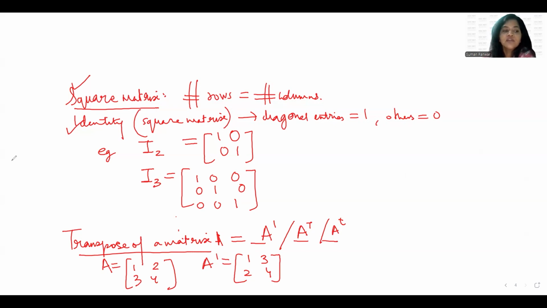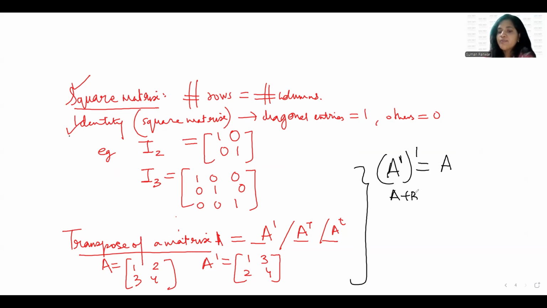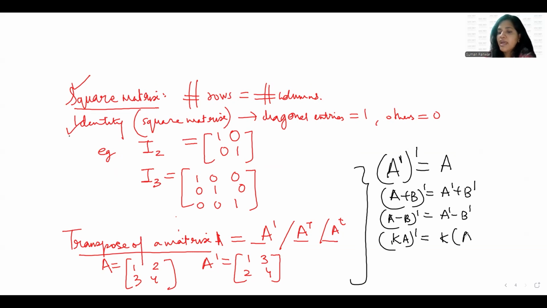Now we will have certain rules for transpose of the matrix. And what are those rules? So if you do the transpose twice, you'll get the matrix back. The transpose of the sum is equal to the sum of the transposes. The transpose of the difference is equal to the difference of the transposes. If you multiply a scalar with a matrix and take the transpose, then the scalar comes out and multiplies with the transpose of the matrix.